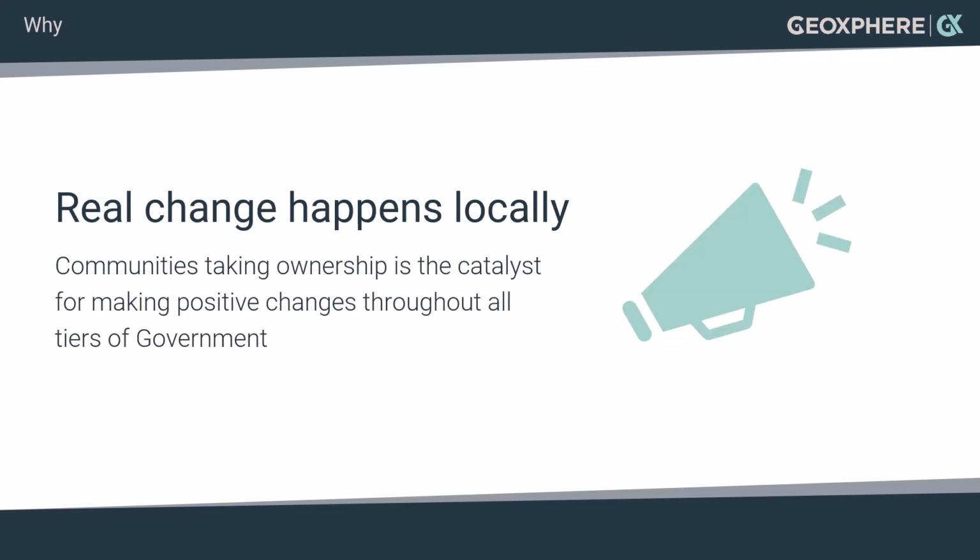Also, we know that real change actually happens locally. Communities taking ownership is the catalyst for making positive changes throughout all tiers of government. And we've seen this with many projects, such as during COVID, where the local councils and the local community groups were the ones taking action straight away to help those vulnerable in their area and really helping neighbourhoods.